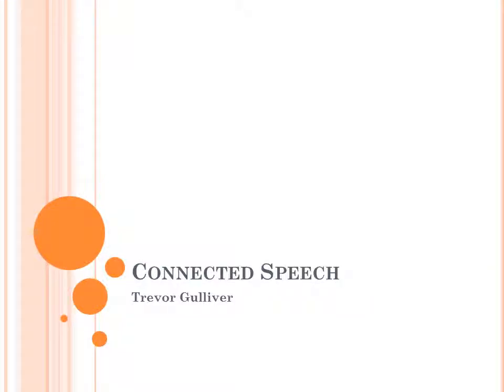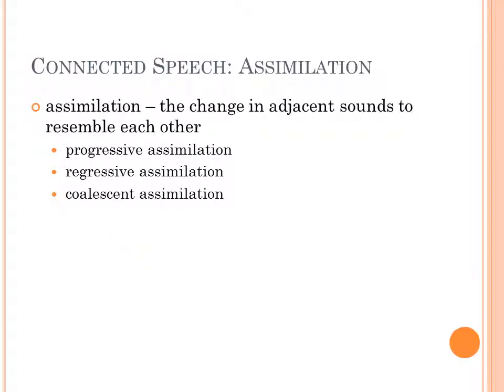Another type of connected speech is assimilation. This involves a change in adjacent sounds so that they begin to resemble each other. We're going to talk about three types of assimilation, but it's the first one that I want to spend the most time on. In all three cases, there's a conditioning sound and an assimilating sound.